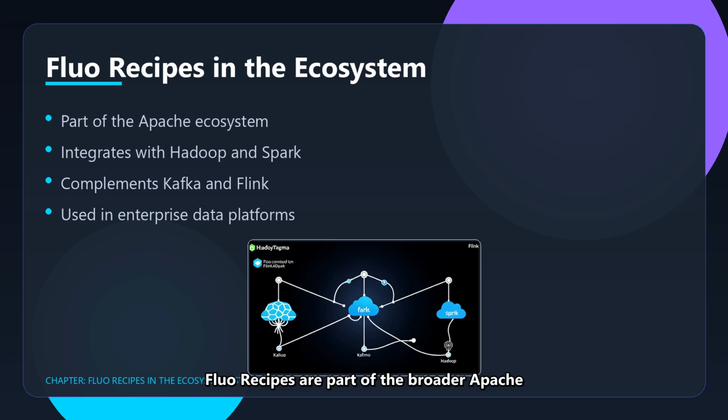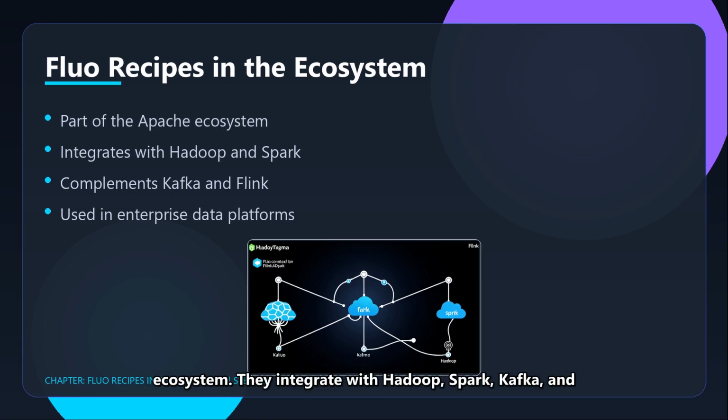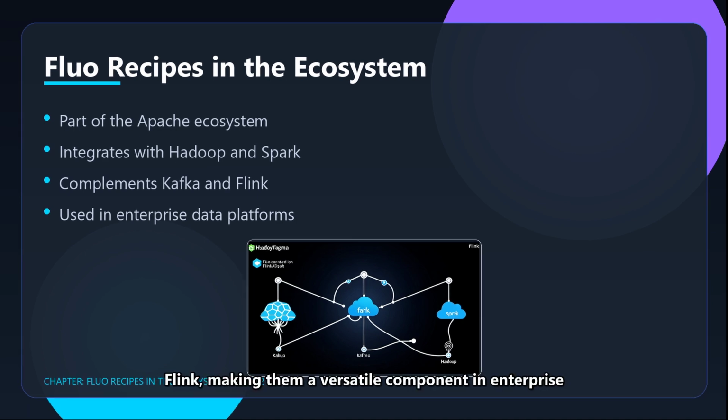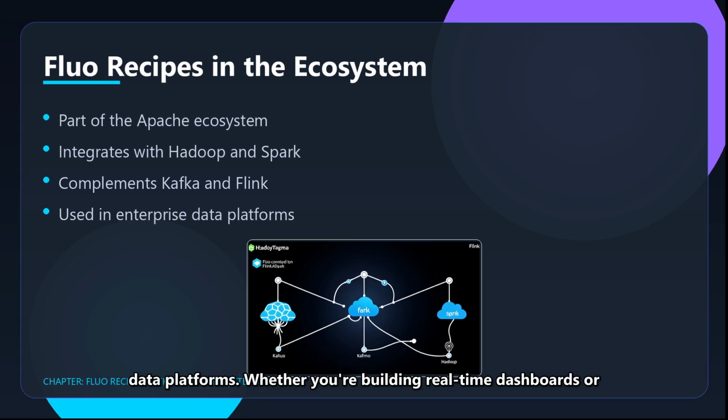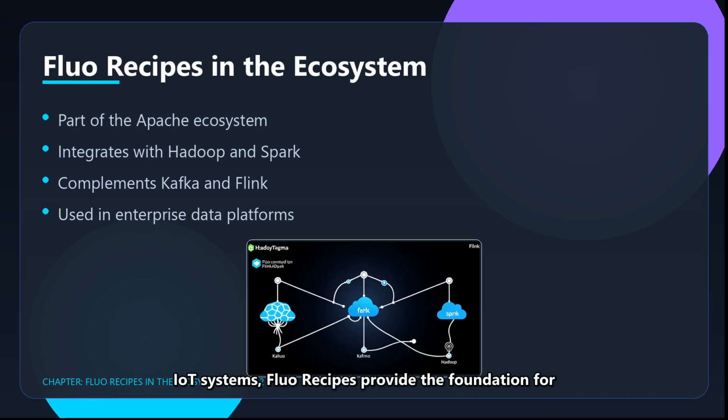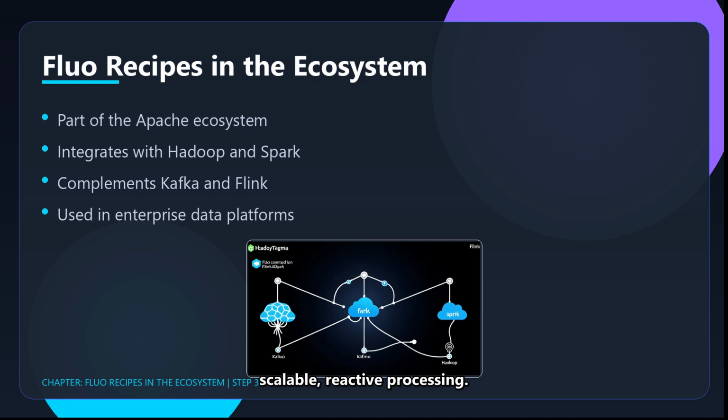Fluo recipes are part of the broader Apache ecosystem. They integrate with Hadoop, Spark, Kafka, and Flink, making them a versatile component in enterprise data platforms. Whether you're building real-time dashboards or IoT systems, Fluo recipes provide the foundation for scalable, reactive processing.